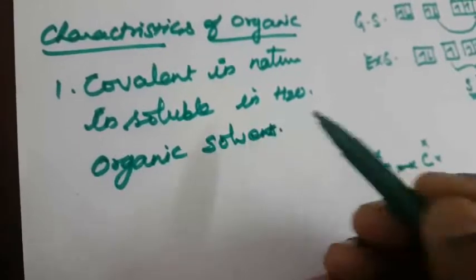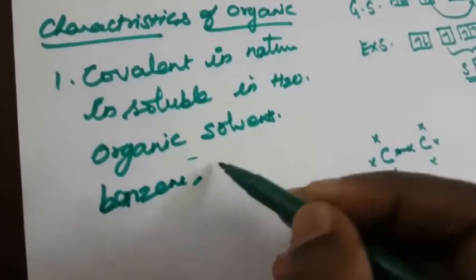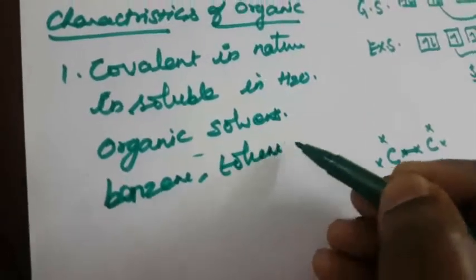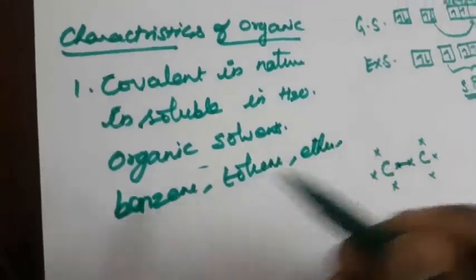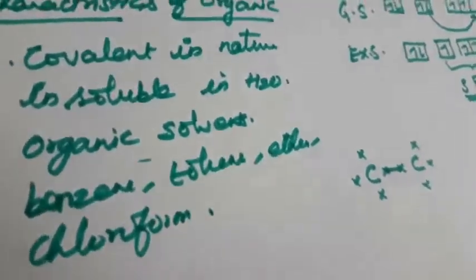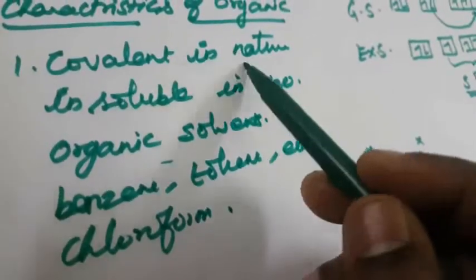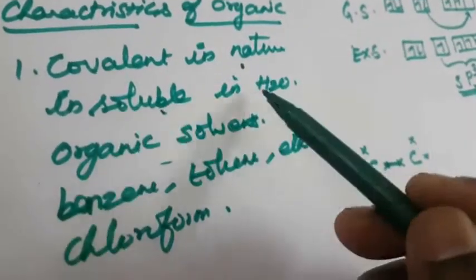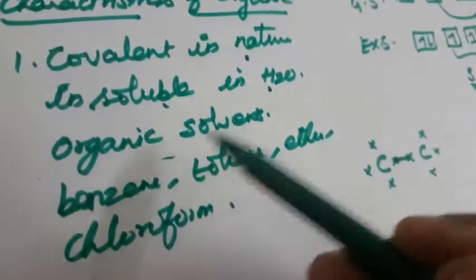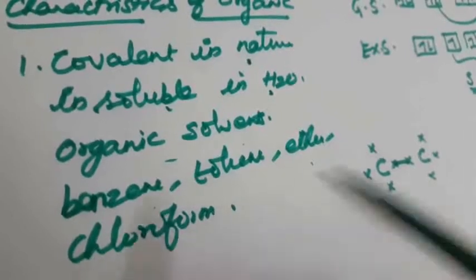What are the organic solvents? Benzene, toluene, ether and chloroform. These are all organic solvents. This is the first point, with 3 points in it: all organic compounds are covalent in nature, insoluble in water, and mostly soluble in organic solvents, that is, benzene, toluene, ether and chloroform.